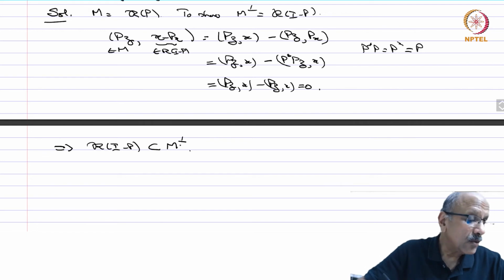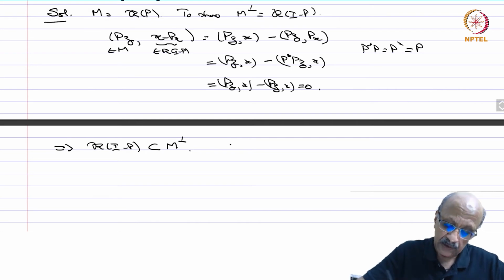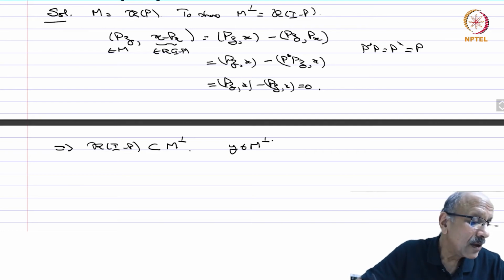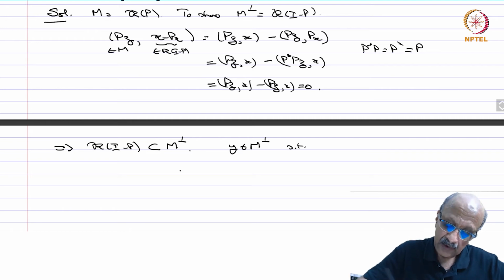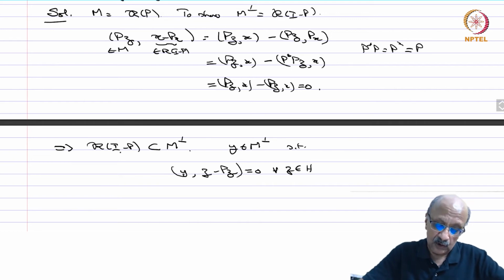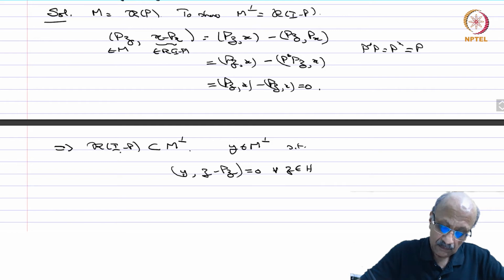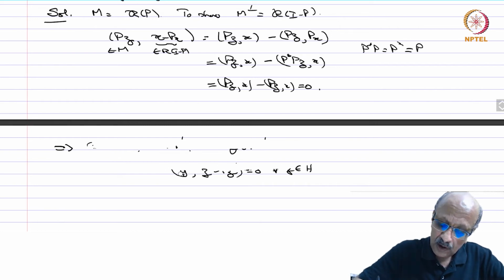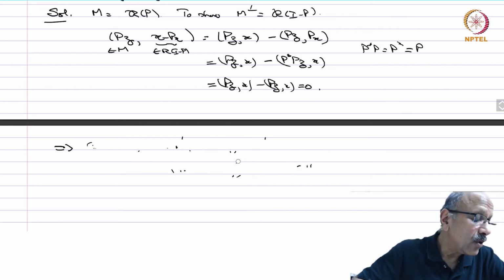Okay. So now you can complete the proof in many ways. So let me do one of them. We have to show that it's equal. So let me take the Hahn-Banach method. So let y belong to M perp such that (y, z minus Pz) equals 0 for all z in H. That means it vanishes on range of I minus P. Then I want to show that it vanishes everywhere. Okay, I think we won't do this because that will only show it is dense, but it won't show that it is in fact equal. Okay, so let us do another way.